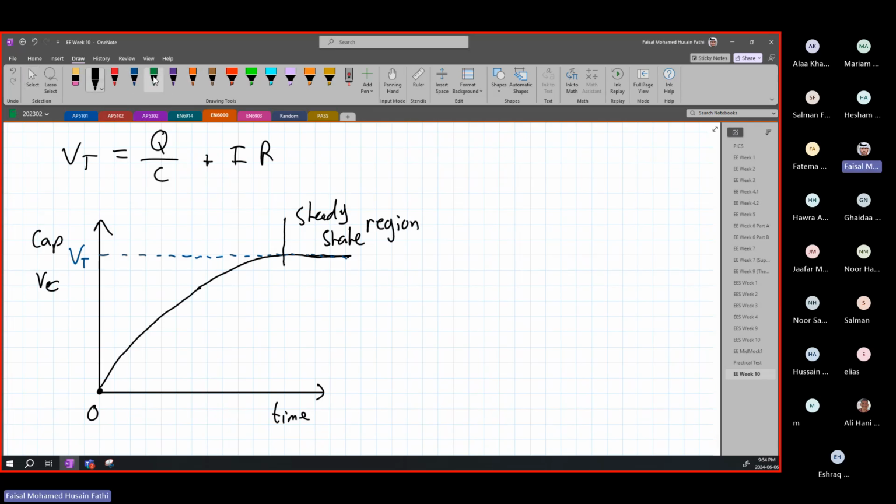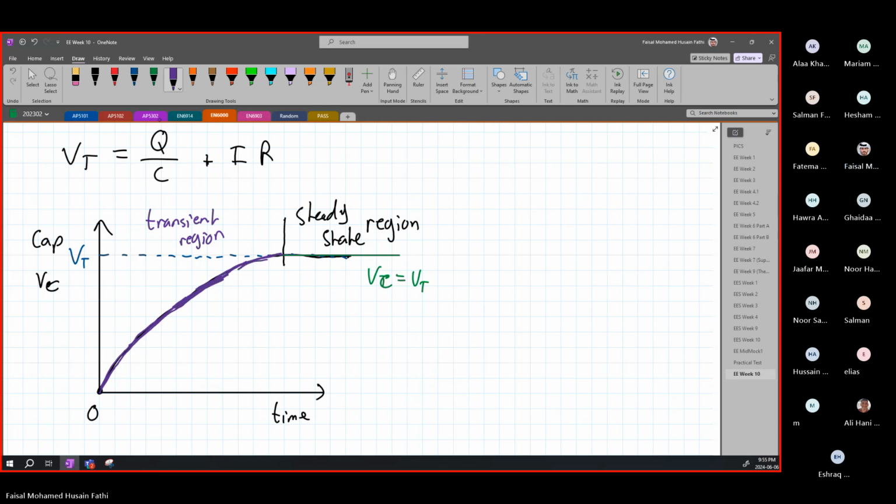Meaning that when your value has become a straight line, this is your steady state region. That is, when VC equals your VT, your total voltage from the battery, this is your steady state region, and this region over here is known as the transient region. Meaning that here it is changing, or transitioning, from being uncharged to fully charged. Alright? So this is your transient region.